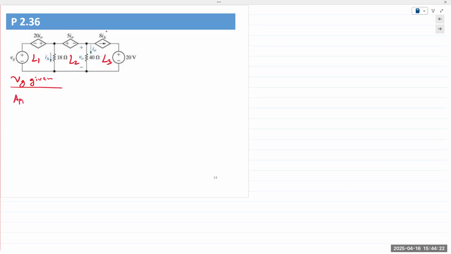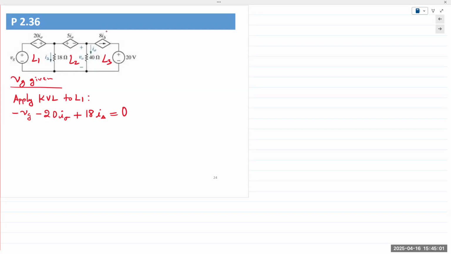So apply KVL to L1, and I obtain minus VG minus 20 times I sigma plus 18 times I delta. Right? I have 18 ohms here. You might have some other resistor. And that would sum up to 0. So I have one equation with two unknowns. Right? Two unknowns are I sigma and I delta.